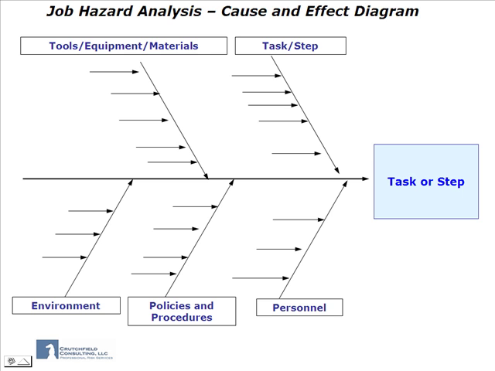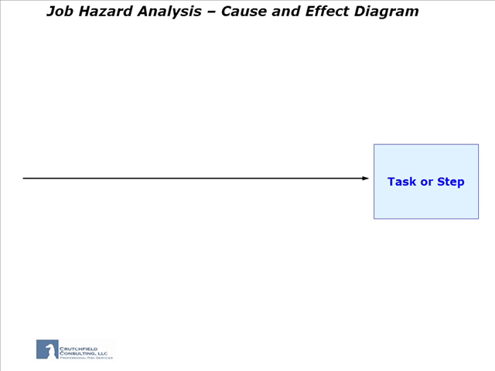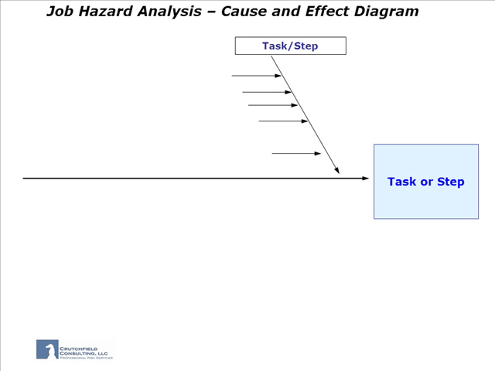being the effect. To develop a cause and effect diagram, we would first begin with defining the task or step to be taken under review. This becomes essentially the head of the fish. We draw the backbone of the fish, and then we begin the analysis of the task or steps within the job. We like to use the following sequence.